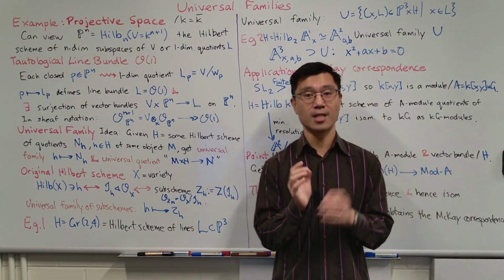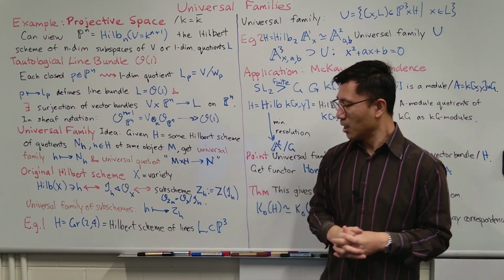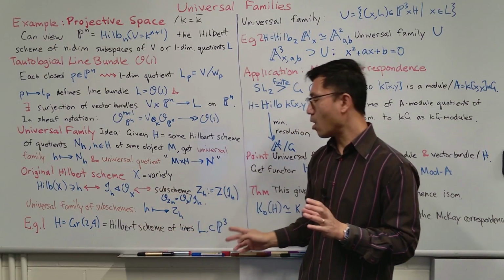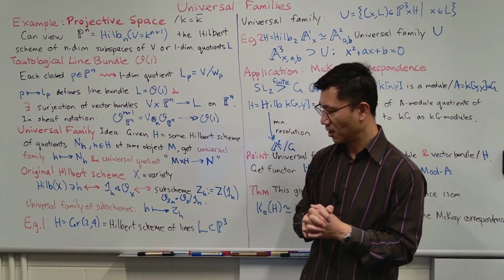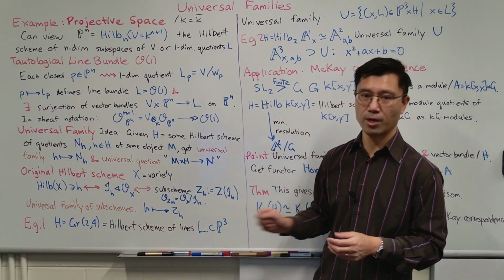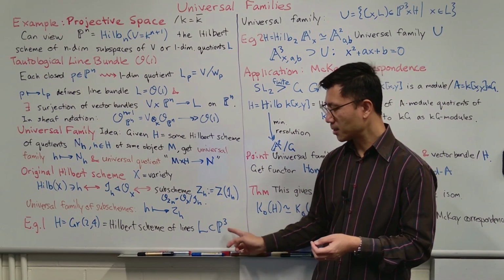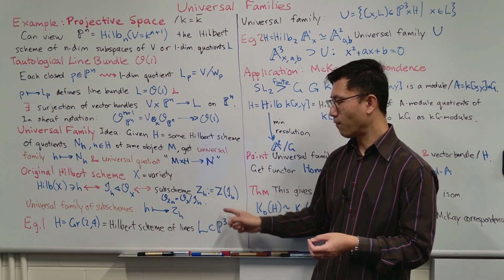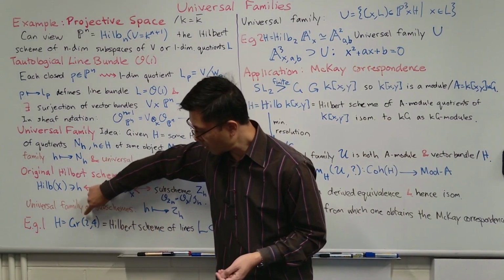Okay, so let's look at two examples so that hopefully this idea is clear, and it's a very, very nice idea. The first one is one that, if you've looked at my video on lines on a cubic surface, you would have seen this used. So we're going to look at the Hilbert scheme of lines L inside P^3. You can view this various ways, but one way to think about this is as two-dimensional subspaces of four-dimensional space, or two-dimensional quotients of four-dimensional space. So this is the Grassmannian G(2,4).